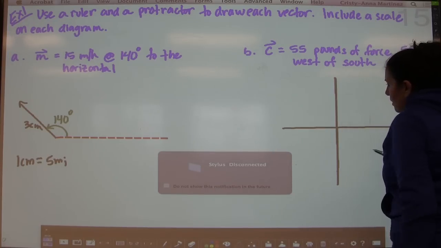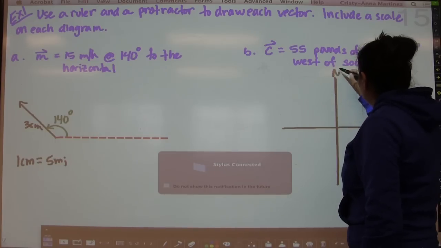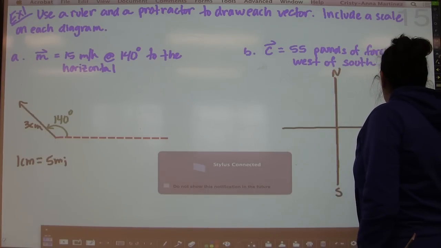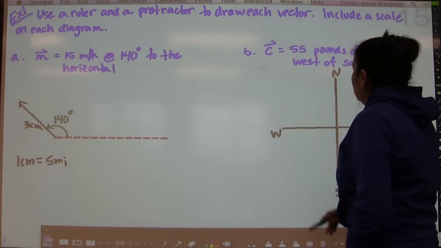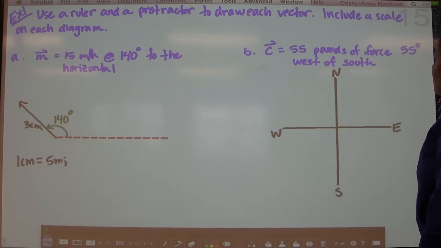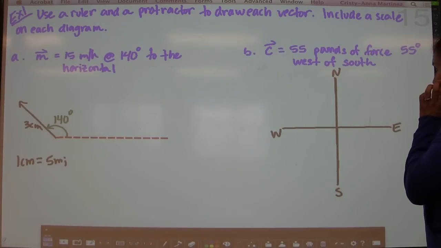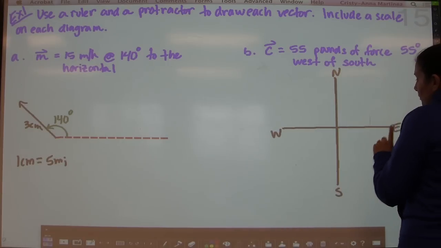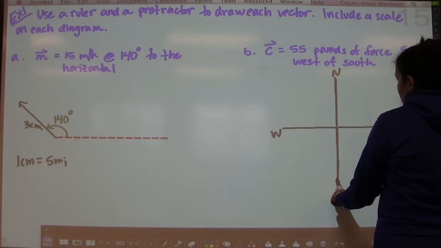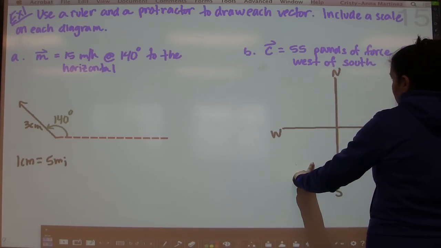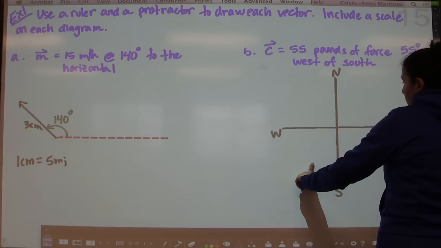There we go. All right, so we're going to go north, south, east, and west, and this time it says 55 pounds of force at 55 degrees west of south. Okay, so here is the south, and it wants to be west of south, so we're going to be over here at a 55-degree angle.